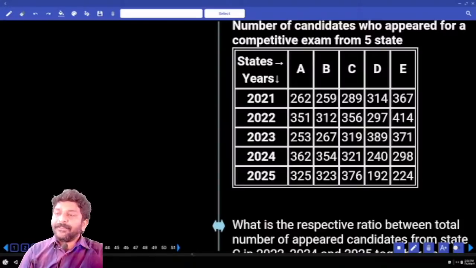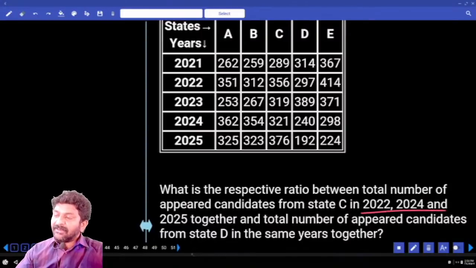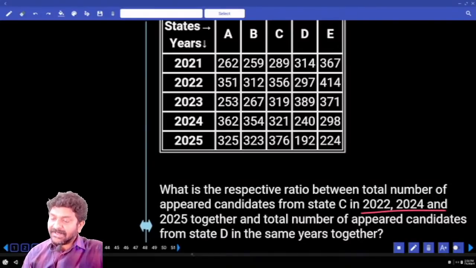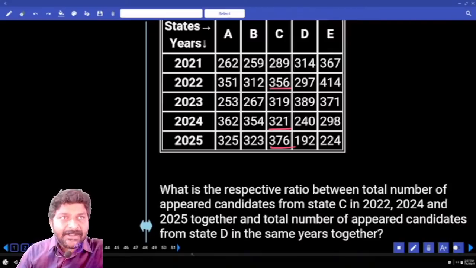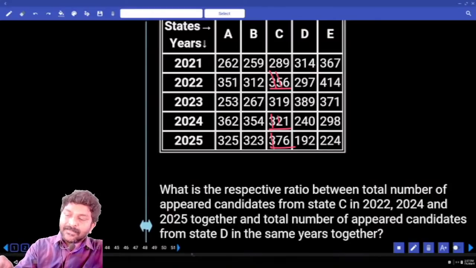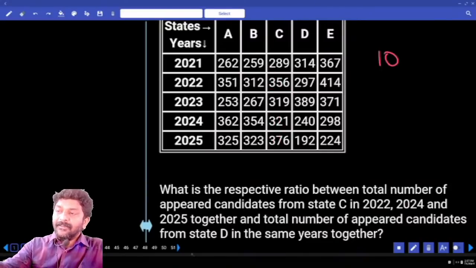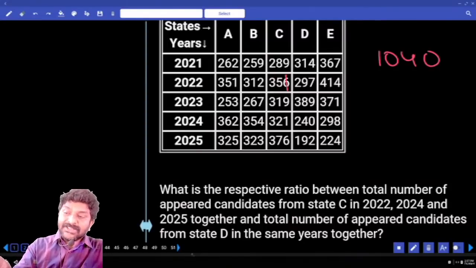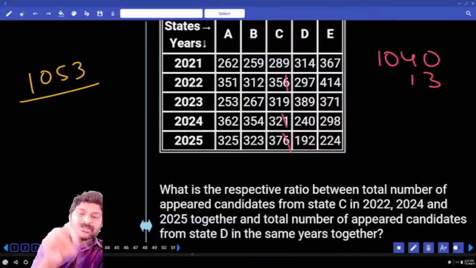So number of candidates who appeared for the competitive exam from 5 states. What is the respective ratio between total number of appeared candidates from state C in 20, 22, 24, 25 together, and the total number of appeared candidates from state D in the same years together? C 22, 24, 25. C versus D, correct? Hundreds places, 300, 300, 300. Remember, 50, 20, 70, 70. So far total 1040. Now next, units digit. 6 plus 1, 7 plus 6. Total value 1053. Ratio A is to B by A by B.